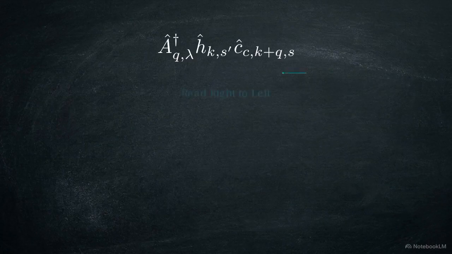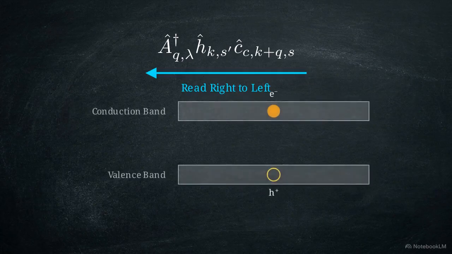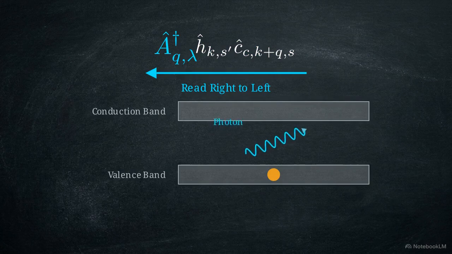To understand what this mathematical phrase actually does, you have to follow the cardinal rule of quantum operator syntax. You read it right to left, matching the physical action. Starting on the right, the first action annihilates a conduction band electron. Moving left, the second action annihilates a hole, restoring the missing valence electron. Finally, the third action creates a photon in the electromagnetic field.